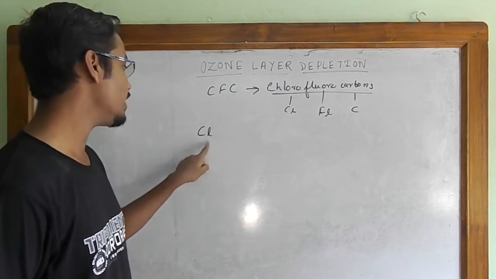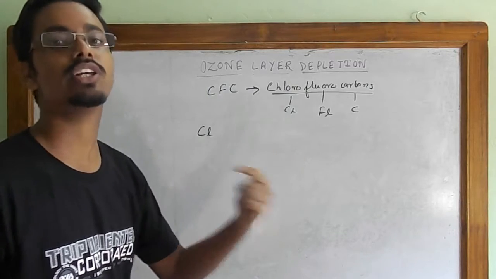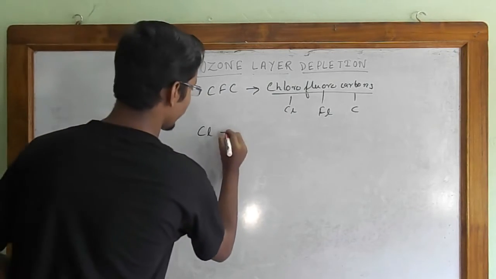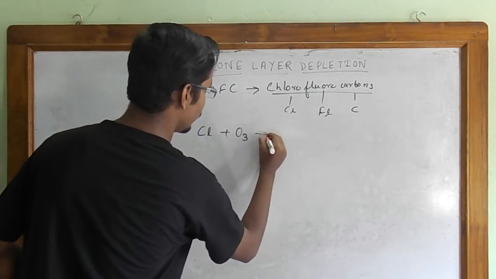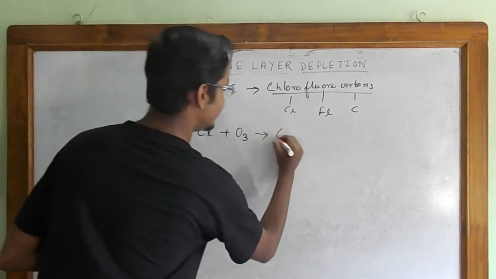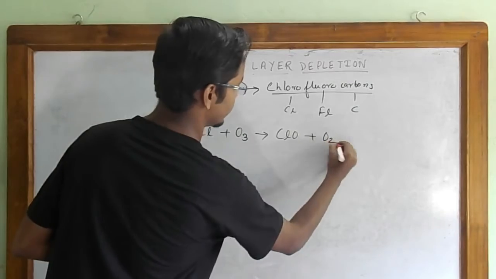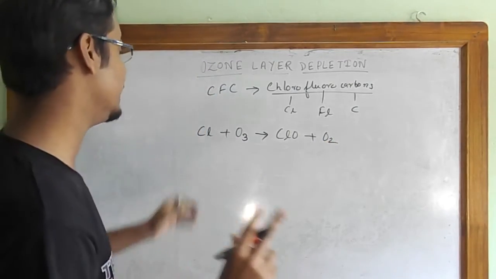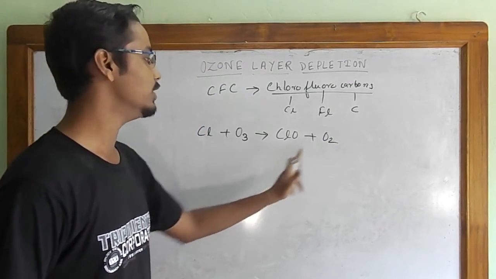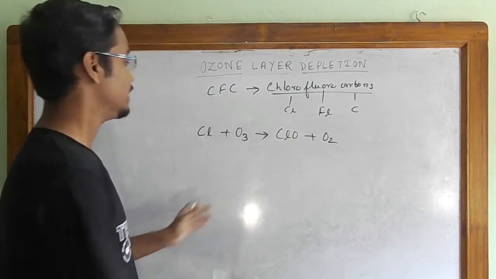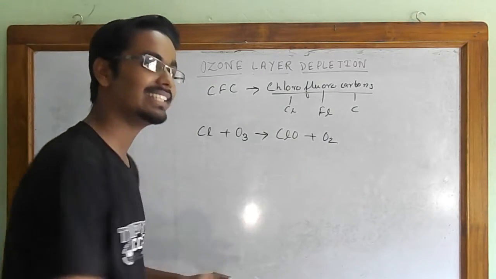Now this chlorine free radical will react with ozone and form ClO along with oxygen. So again the same thing takes place. Here again the ozone is reduced to form oxygen. Thus the ozone layer here also is depleted.